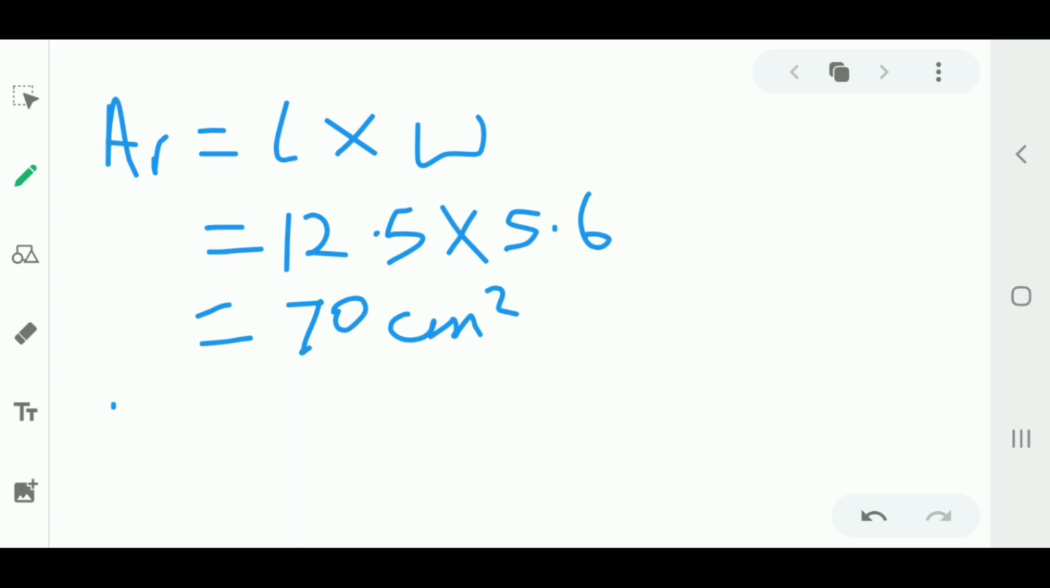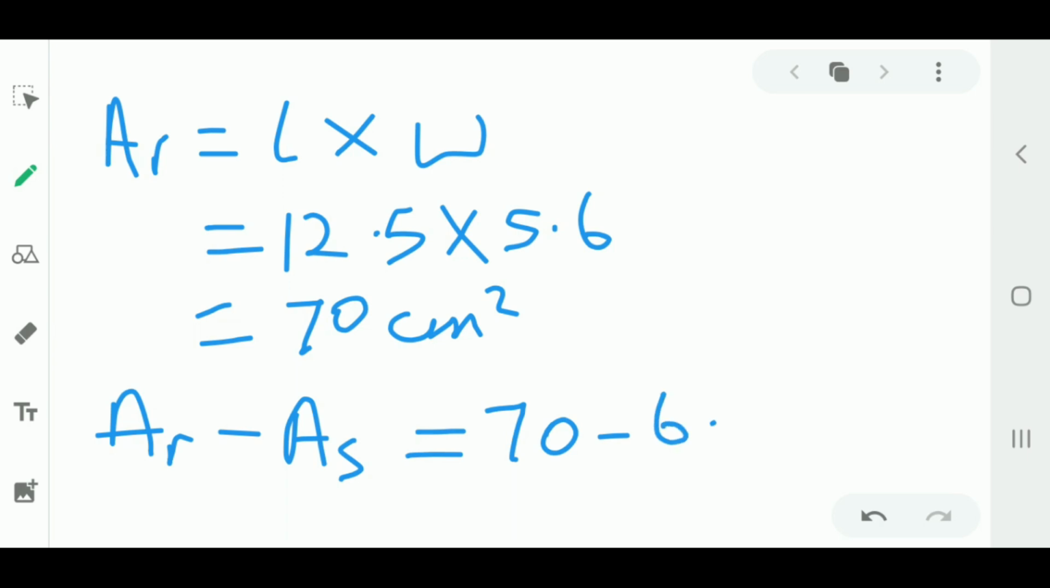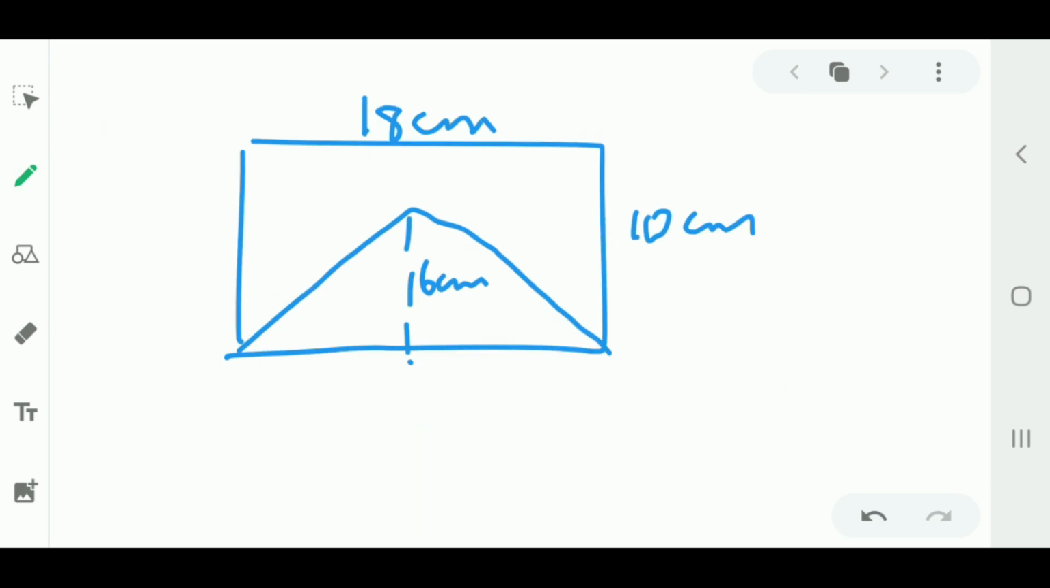Now, because we want to find the area of the shaded portion, we're going to say the area of the larger part, which is the rectangle, minus the area of the smaller portion, which is the square. So it is 70 minus 6.25, and that gives us 63.8 centimeters squared. Let's say we have this here.